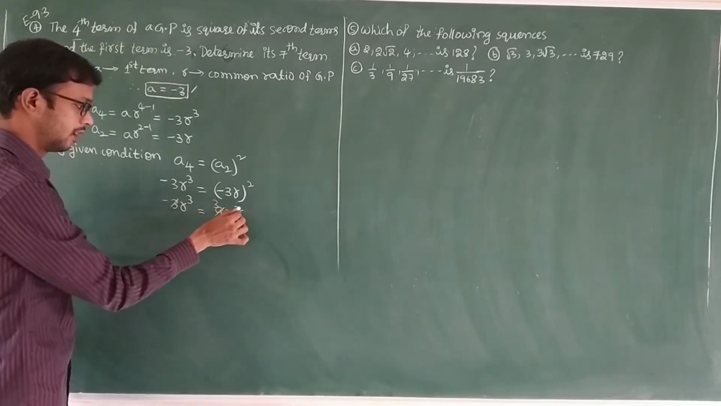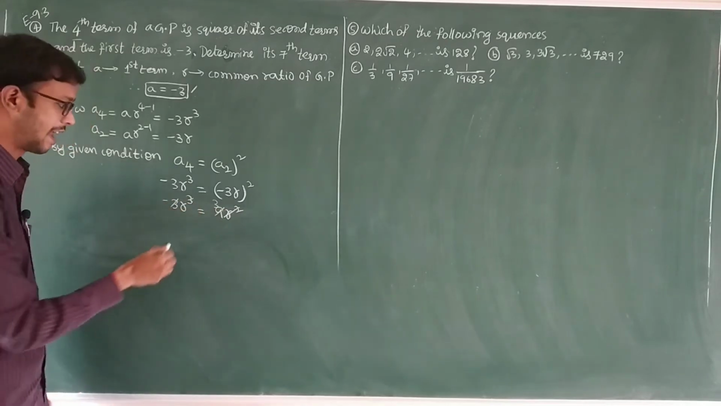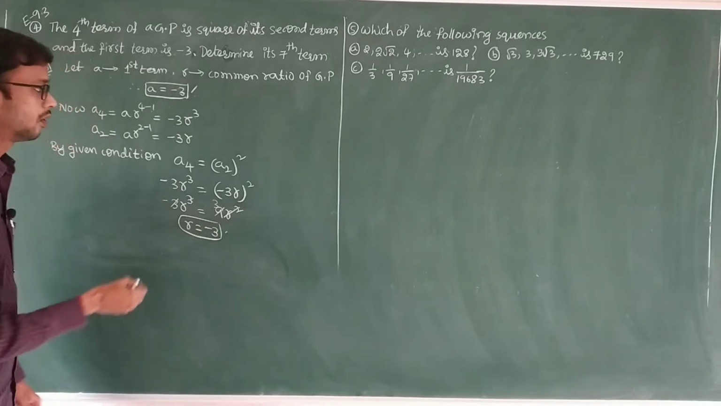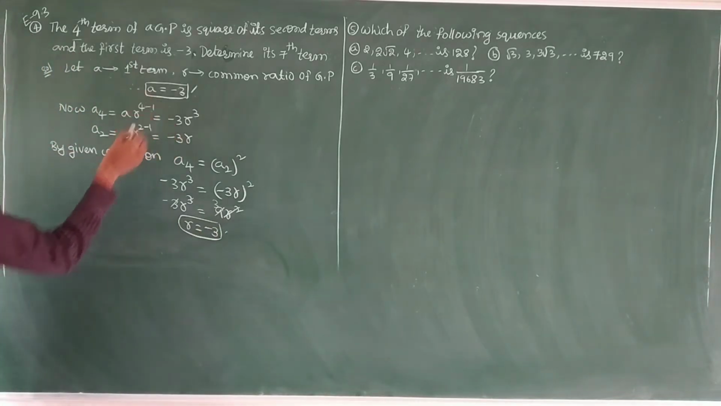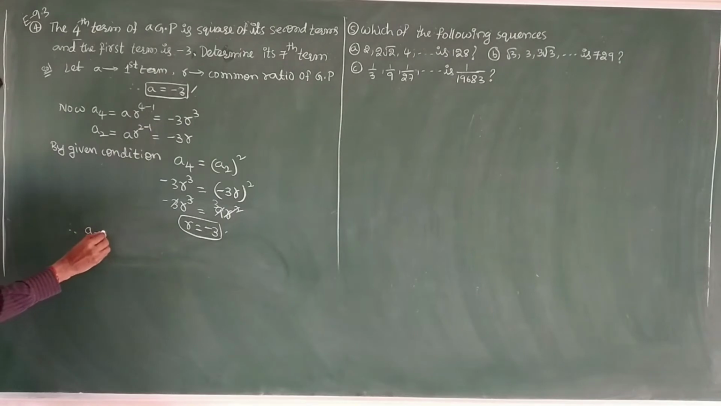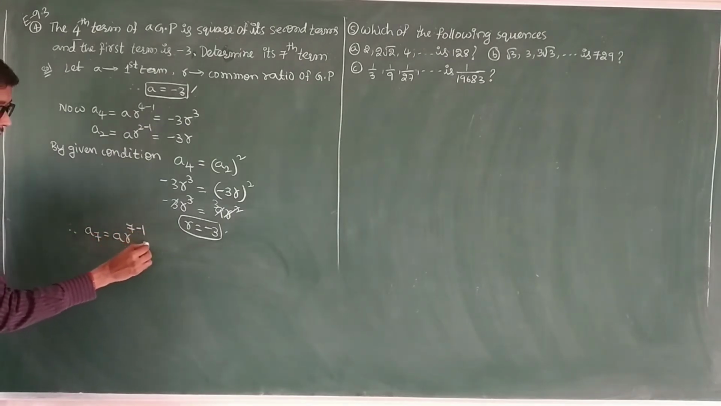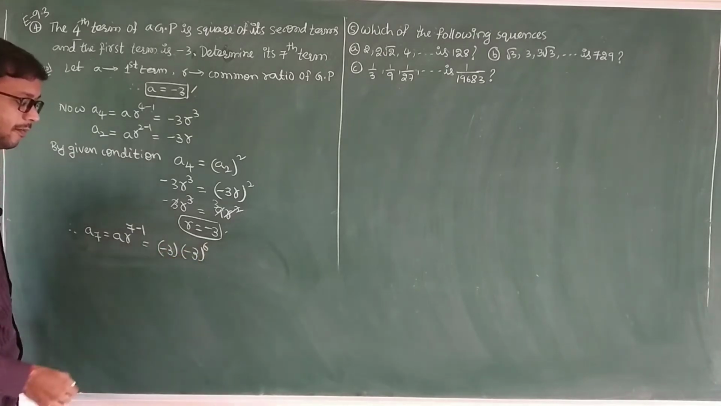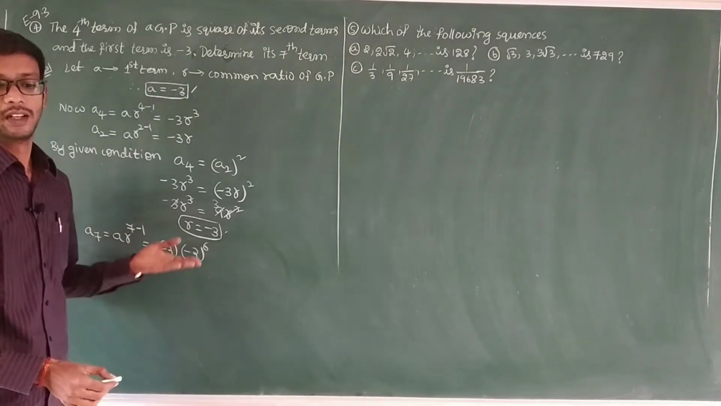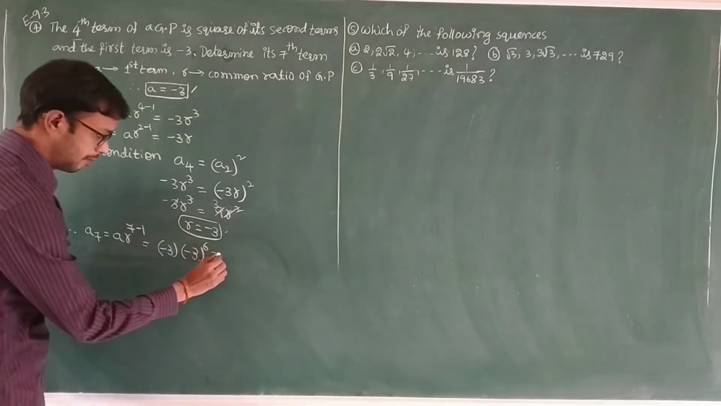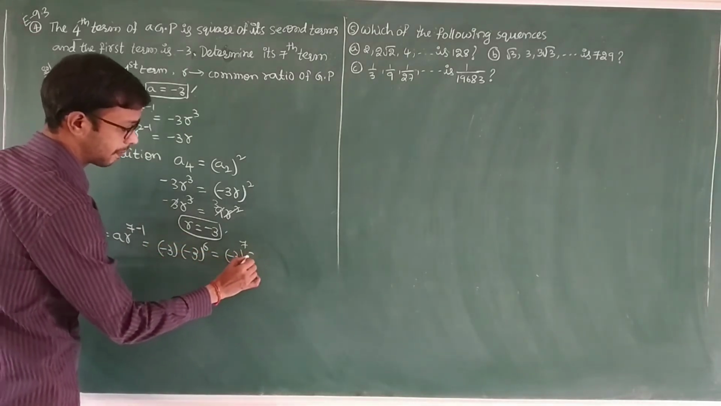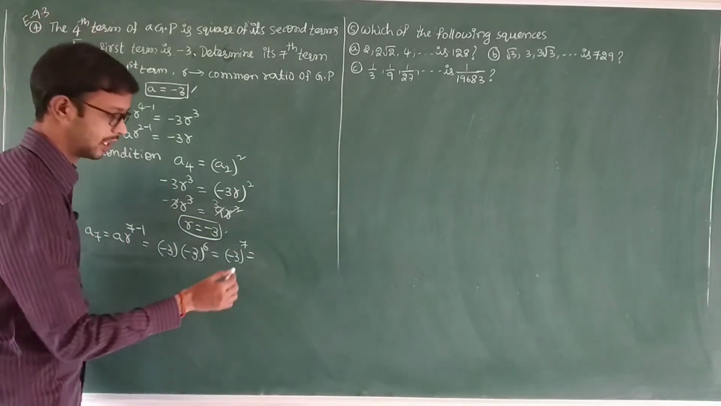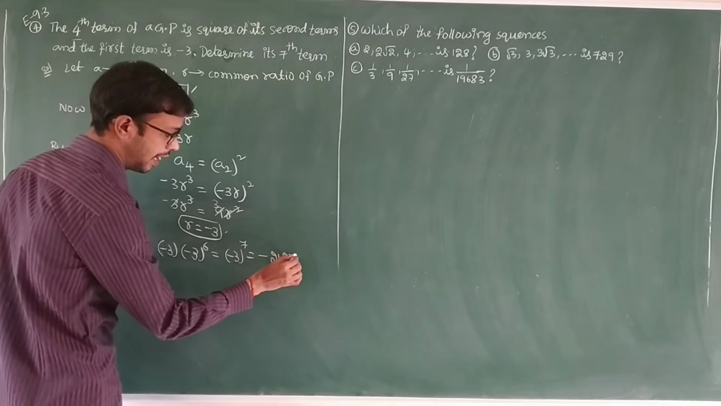The 3 and the 3 cancel, the r square cancels. r is equal to -3. So now substitute here to find out the A7 value. A into r power 7 minus 1, that is -3 power 6 times -3, so total it will be -3 power 7. That is 3 into 3 up to 7 terms, which is -2187.